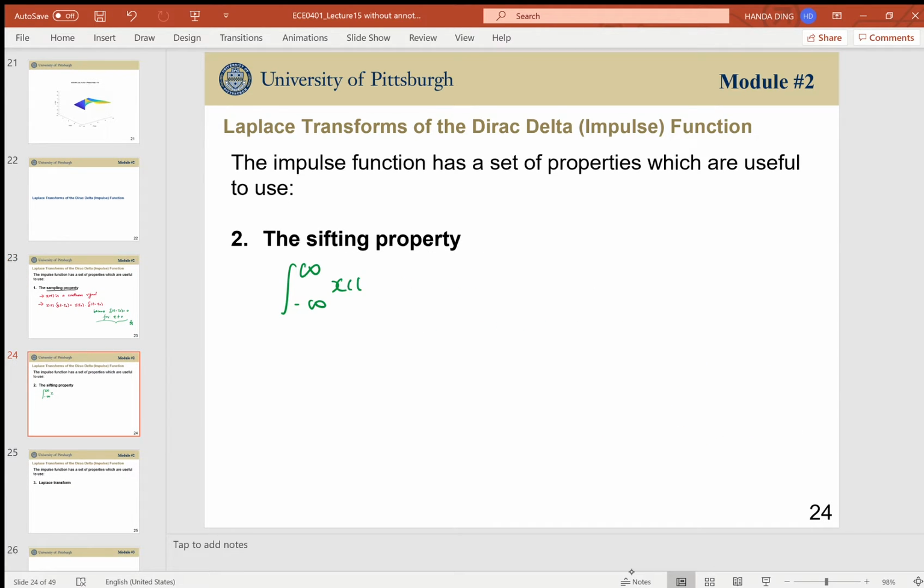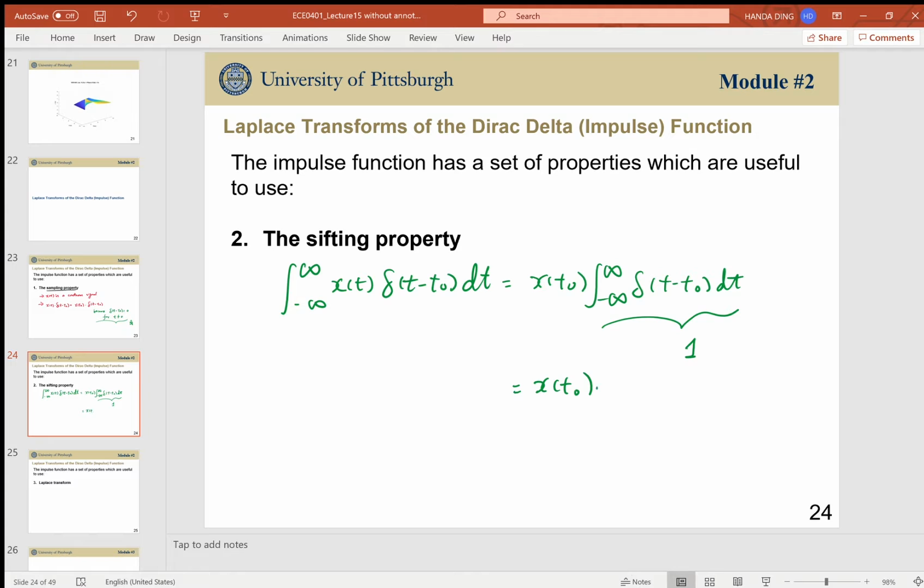So we do the transform of the Dirac function. And you put x(t) out. And the useful function you can remember, this is like a theorem here. This guy is 1. So that will give us x(t0). I believe that we will provide that in your formula sheet for the exam. That's the useful theorem you have.